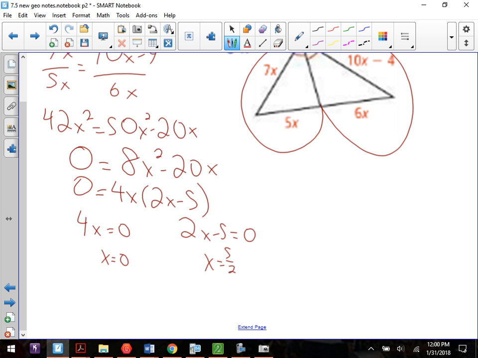And then again, it's a matter of going back to see if those could be valid answers. Can I have 0? What's 0 times 5? What's 0 times 6? What's 0 times 7? So can I have segments of 0? So can I just throw out 0 right away in this case? This is an example that 0 won't work. And then I would just check with 5 halves. I bet you 5 halves works. 2.5 is the decimal.